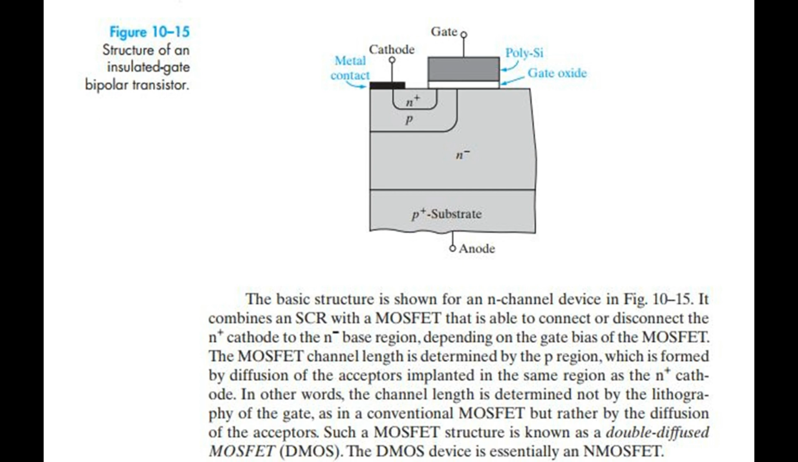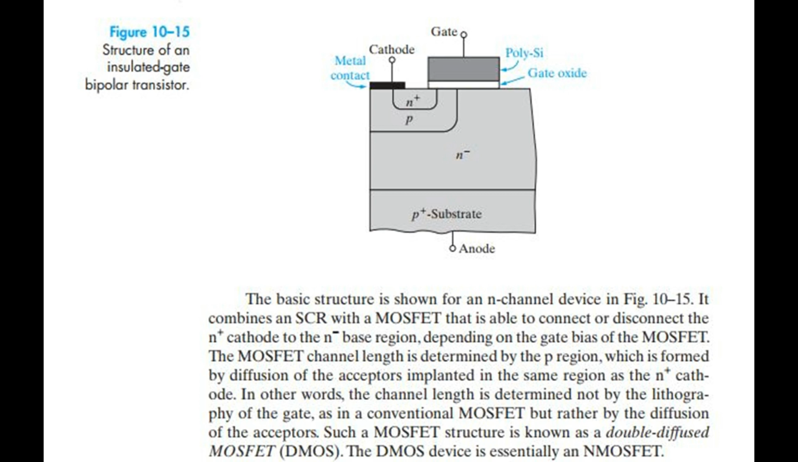The basic structure is shown for an N-channel device in Fig 10.15. It combines a semiconductor-controlled rectifier with a MOSFET that is able to connect or disconnect the N+ cathode to the N base region, depending on the gate bias of the MOSFET. The MOSFET channel length is determined by the P region, which is formed by diffusion of the acceptors implanted in the same region as the N+ cathode.